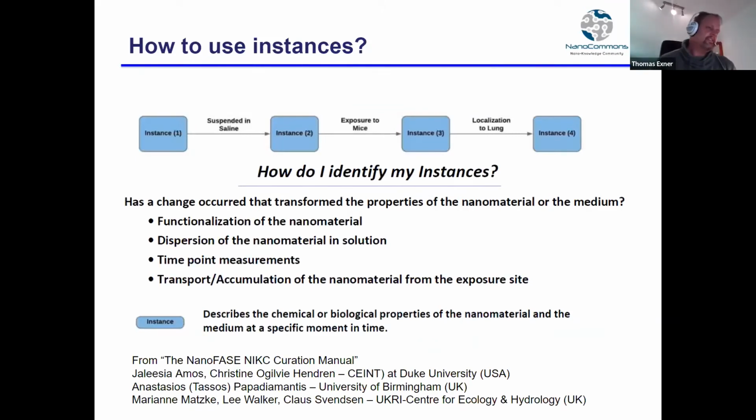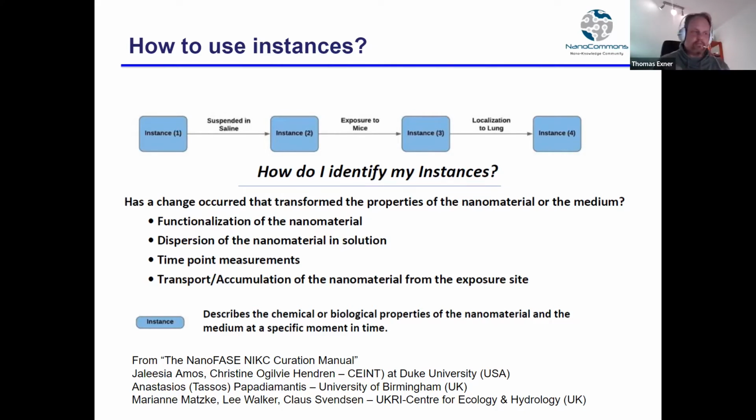What are instances? Yes, this is the first question, and this is from the NanoPhase NIC curation manual, just taking from there how to define instances. Instances are something when something happened to your material. Therefore we will soften this criterion a little bit, but just something where you say, okay, this is something different. And it might be that you have some reaction building, or you expose it to another environment, something like that.